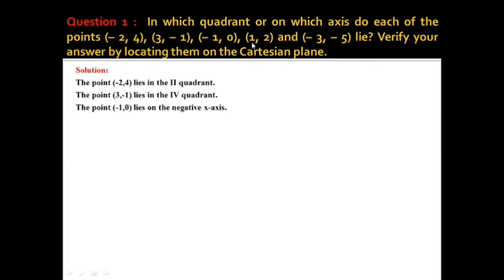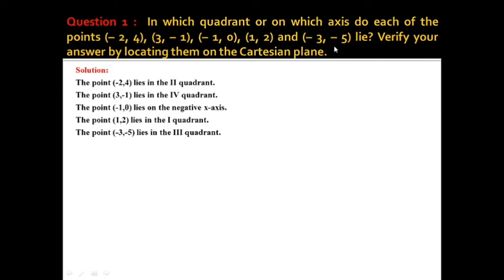So here 1 is x and y is 2. So here both x and y are positive. It means they lie in the first quadrant. Okay, then the last one is given minus 3 comma minus 5. Both x and y are negative. It means they lie in the third quadrant. So the point minus 3 comma minus 5 lies in the third quadrant.